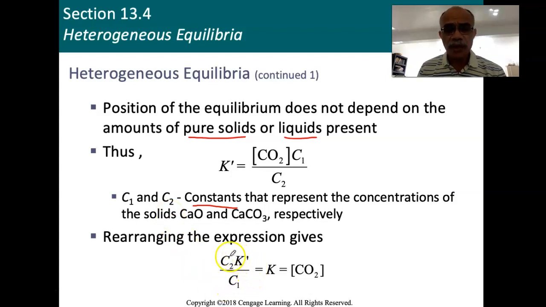So now you can put these two C terms together, which are the constants from the solids in the chemical equation, and rewrite it. So this is now the true equilibrium constant, K. Notice that it is only dependent on the one single entity, and that is carbon dioxide. So it's equal to the carbon dioxide concentration.